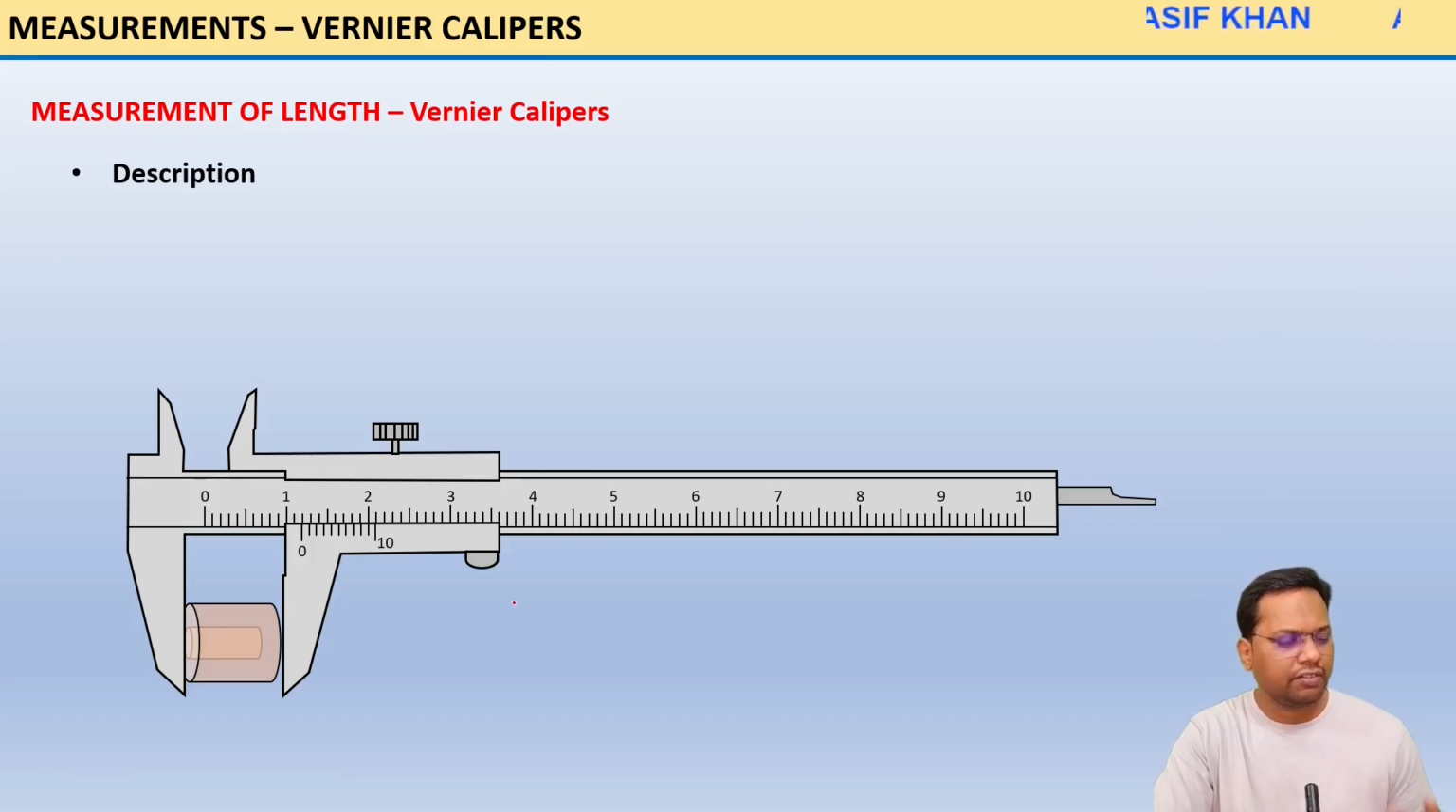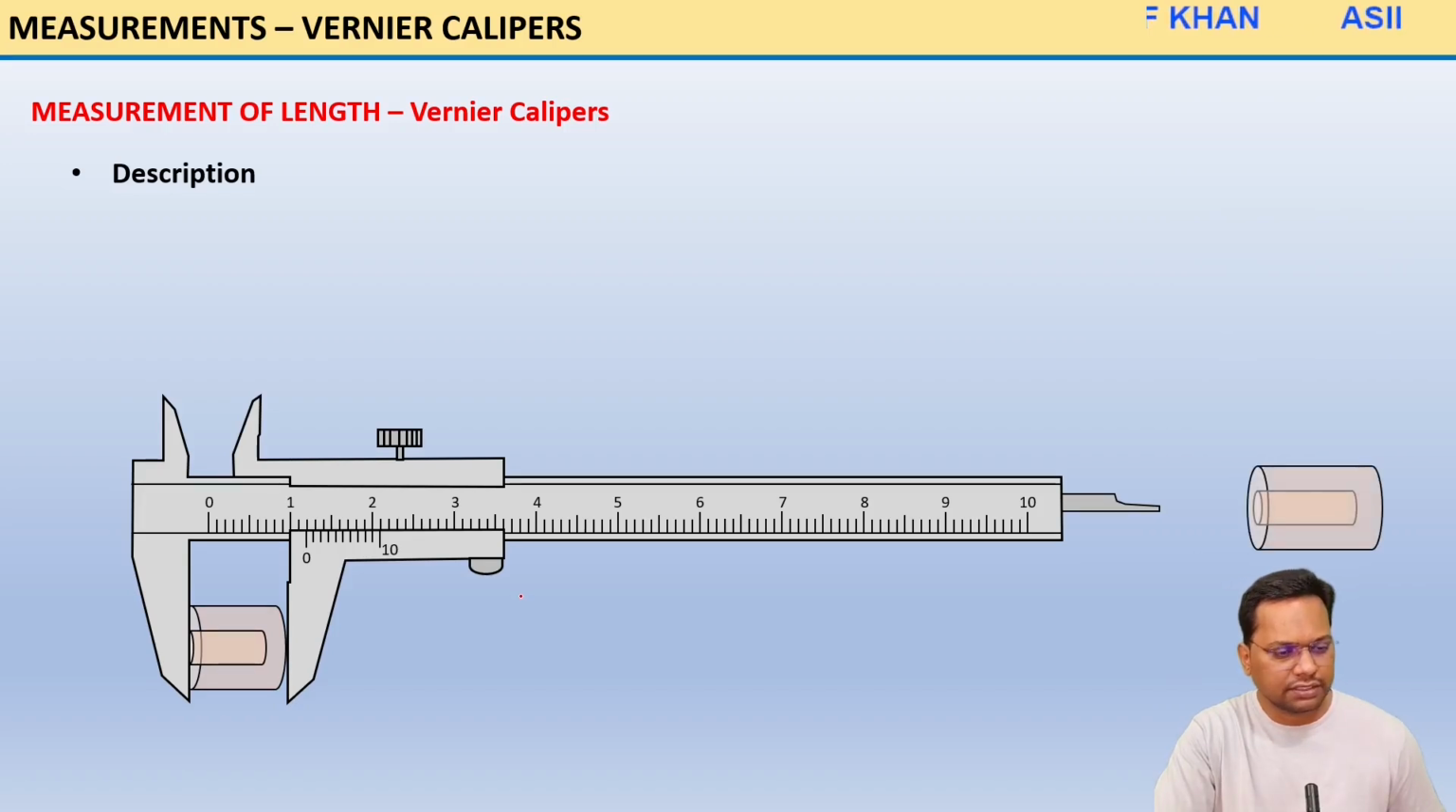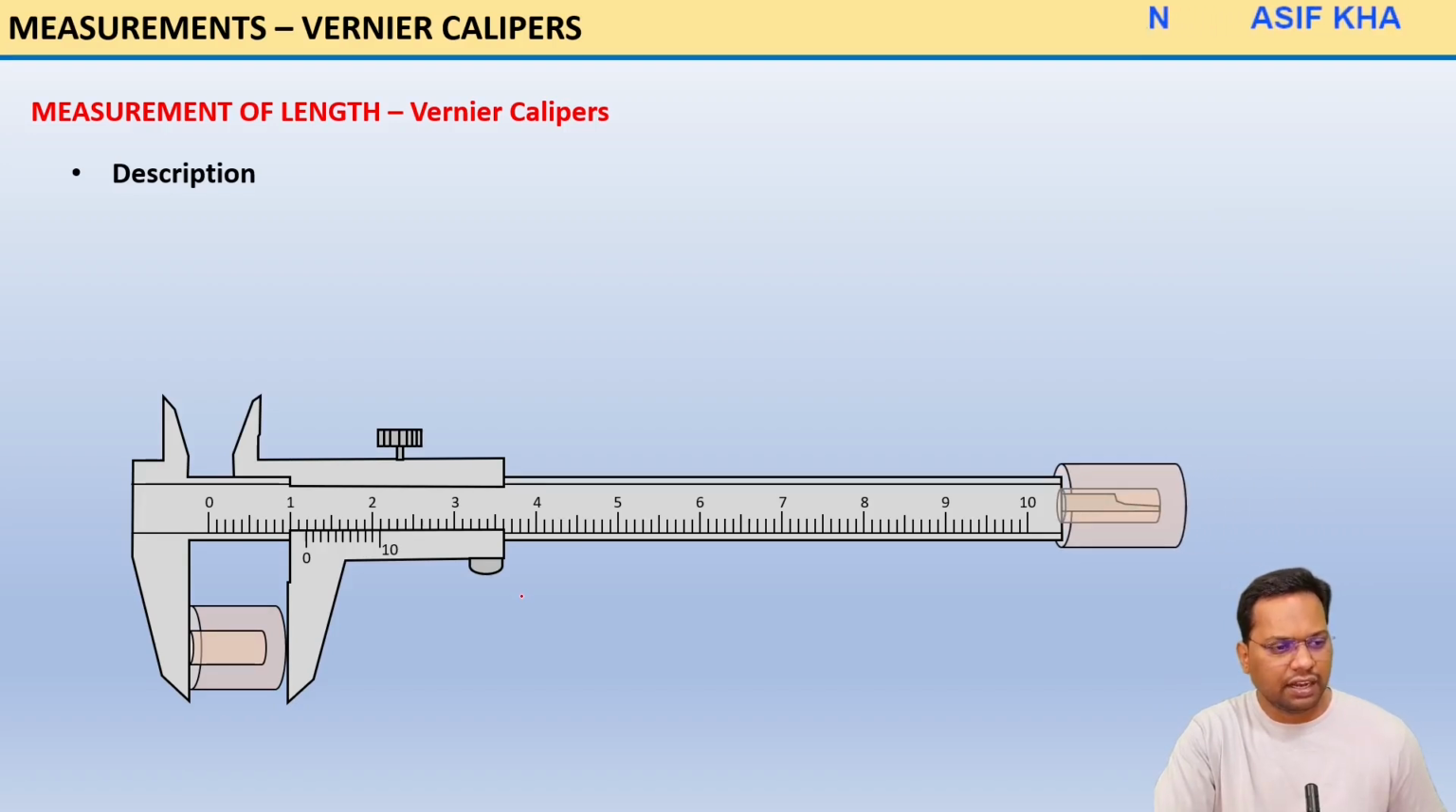But if you want to find the depth, or the length, of the hole inside the cylindrical structure, we need to insert the cylindrical structure something like this. Here, the top or one side of the cylindrical structure should be in touch with the main scale, and the bottom or the tip of the tail should touch the bottom of the hole. So the reading on the Vernier calipers in this case gives the depth of the hole inside the cylindrical structure, or the hollow part of the cylinder.